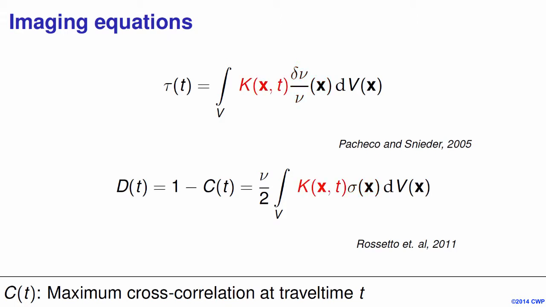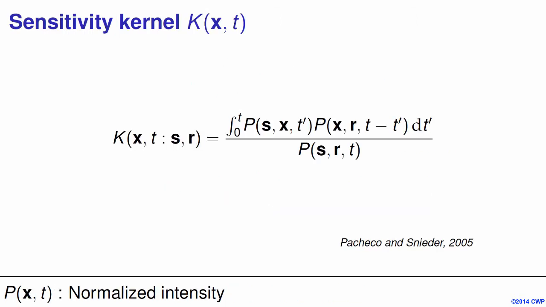But the interesting thing about these two equations is that the fundamental Fréchet derivative, or the sensitivity kernel K, is the same for these two equations. So what we just need is to compute the sensitivity kernel for our scattering model and use either of these two equations for the imaging process. Except for the second equation, we are multiplying by an additional factor, the average velocity divided by 2. And the sensitivity kernel is given by this equation, which has two parts, the numerator and the denominator. The numerator is a convolution of the normalized intensity from a source location to a certain location X we're interested in, with the intensity from that location X to the receiver location.